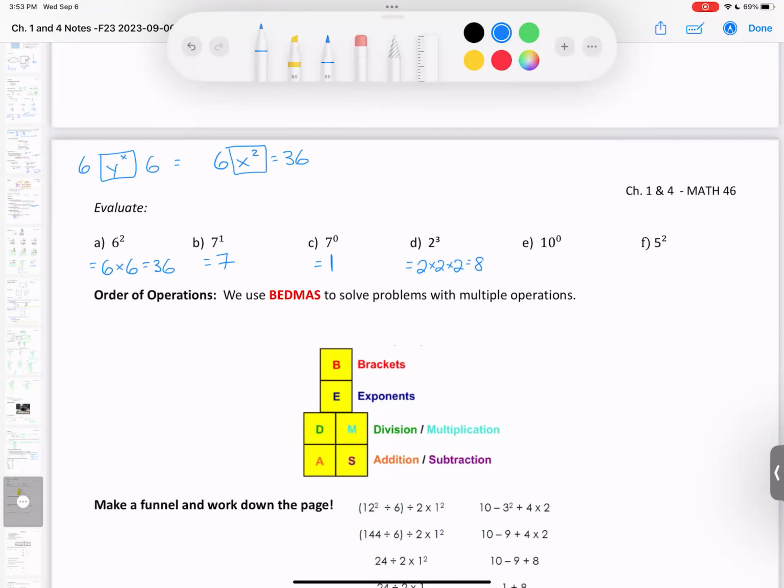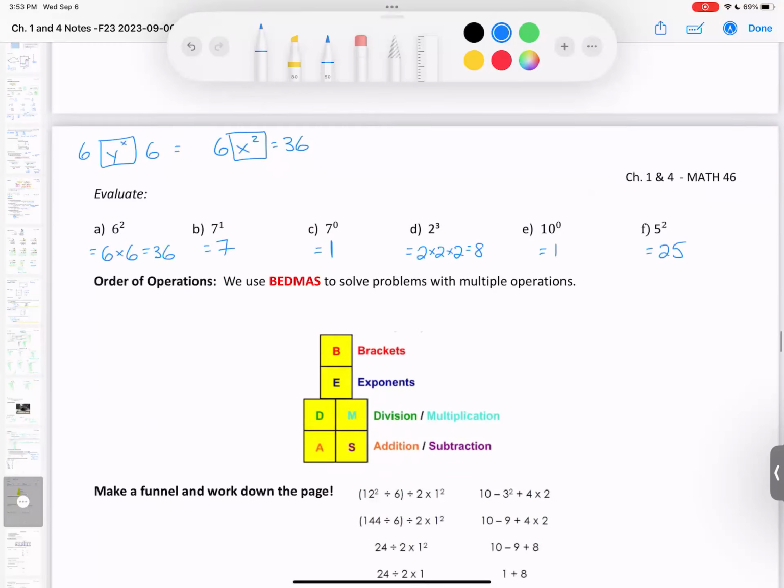10 to the power of 0. Go ahead and pause and try these next two. So 10 to the power of 0, you should get 1 since it's a number to the power of 0. And last one, we have 5 squared, which is 5 times 5, or 25.